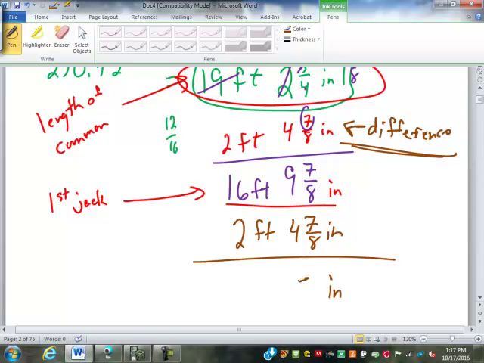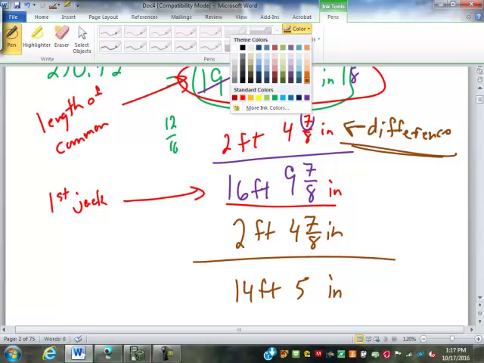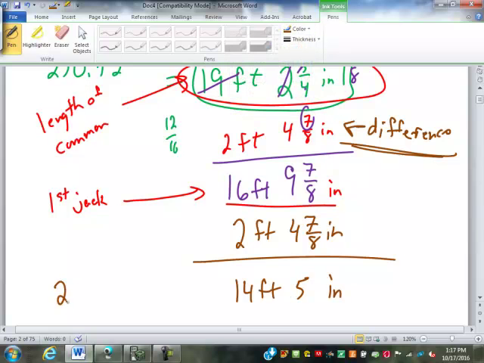9 minus 4 is 5. 16 minus 2 is 14 feet. So the second jack is 14 feet 5 inches. Does that make sense? Questions?